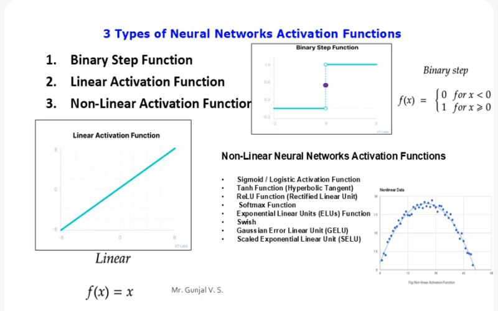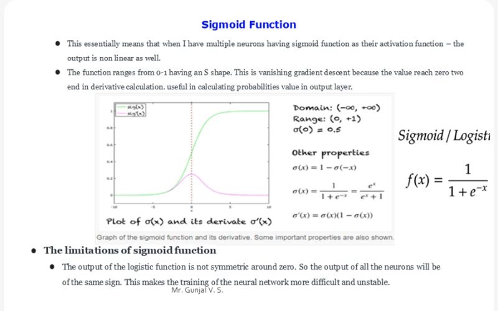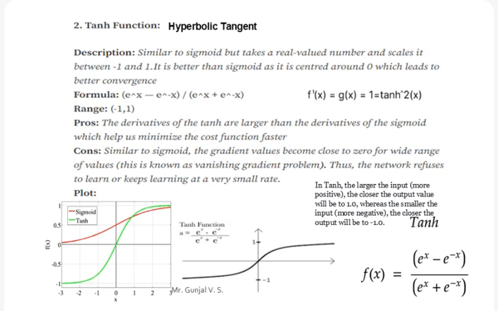Let's explore the three types of neural network activation functions: binary step, linear, and non-linear activation functions. Each plays a crucial role in determining the output of a neural network. The sigmoid function is a popular activation function that outputs values between 0 and 1, forming an S-shaped curve. However, it has limitations, such as vanishing gradients, which can make training deep networks difficult. The tanh function is similar to the sigmoid function but outputs values between -1 and 1, providing a stronger gradient for learning. It helps in centering the data but still suffers from vanishing gradients.